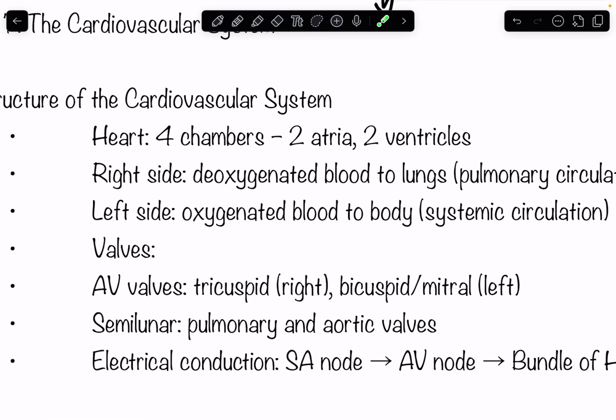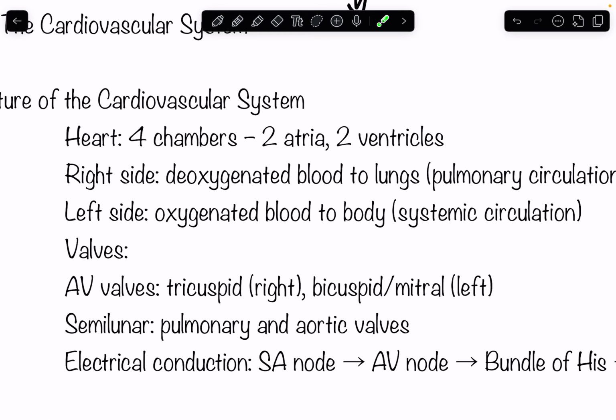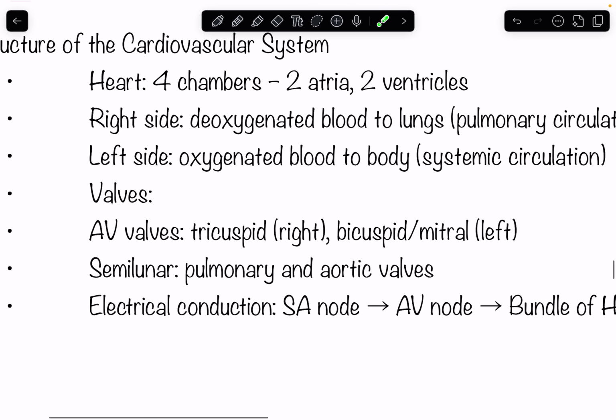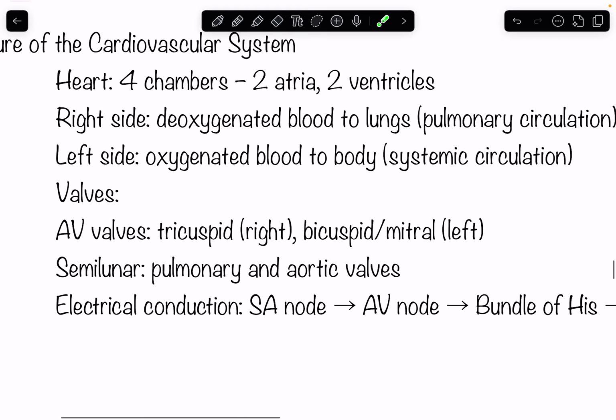So the right side of your heart has blood with less oxygen. It says deoxygenated, but really you'll never have blood with 0% oxygen, obviously. When blood goes from your heart to your lungs, we call that pulmonary circulation. And then on your left side, you have blood with oxygen. That blood goes to your body, and that's systemic circulation.